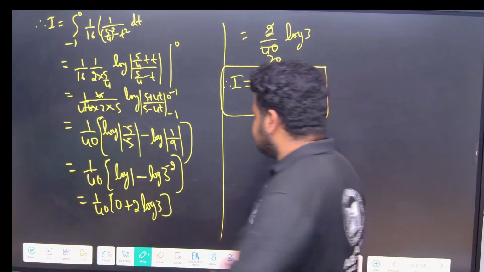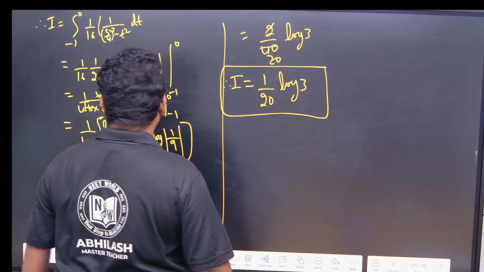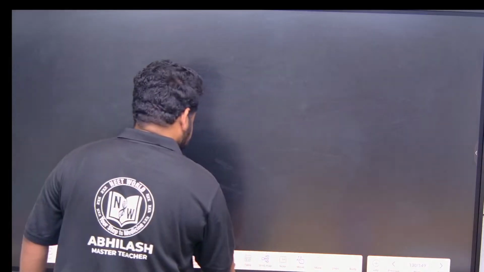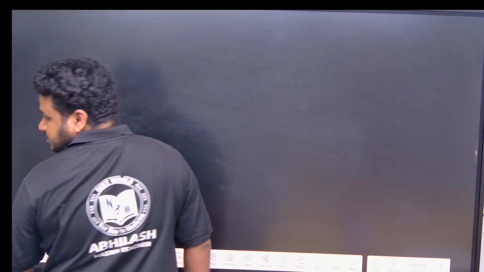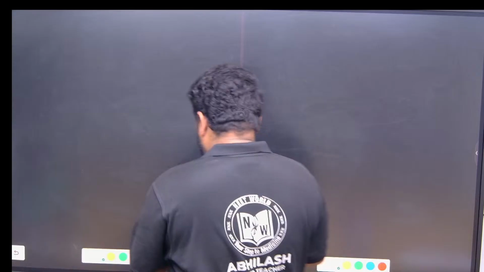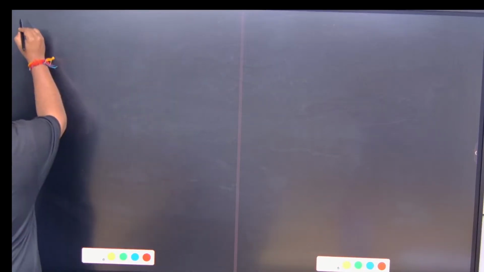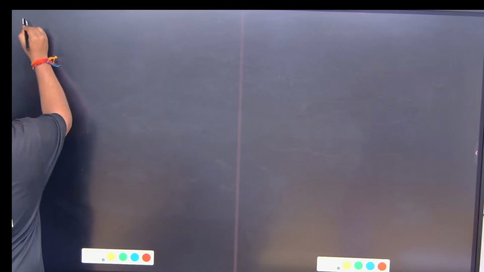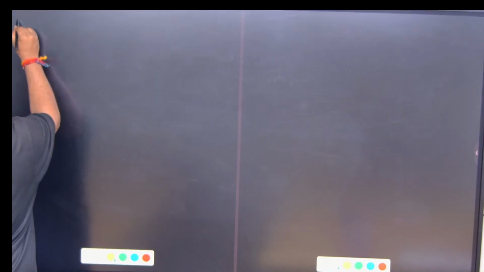So see here, this is the question we have, with I equal to 1 by 20 into log 3. Let us move to the next question, friends. What is the next question that we have? The next question is the integral from 0 to pi by 2 of x by sin x plus cos x dx. We have to prove this. Very important question, highly important question. This is the fourth question, right?